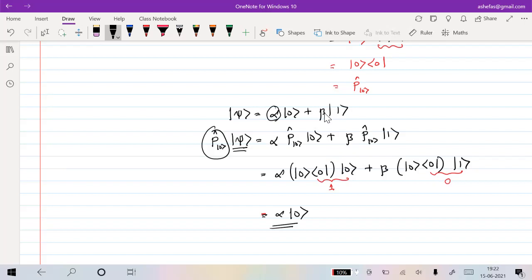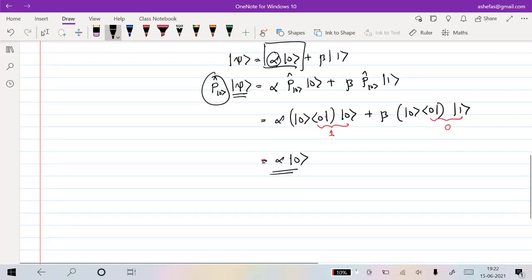Okay, so this projection operator projects the vector psi into alpha times ket 0. So that is why this operator is said to be a projection. Once this P operator acts on psi, it projects that vector onto that ket 0 vector, and we get the corresponding coefficient also.